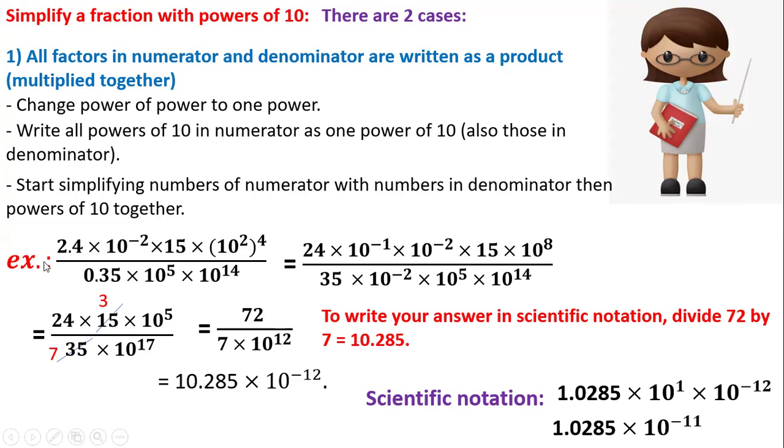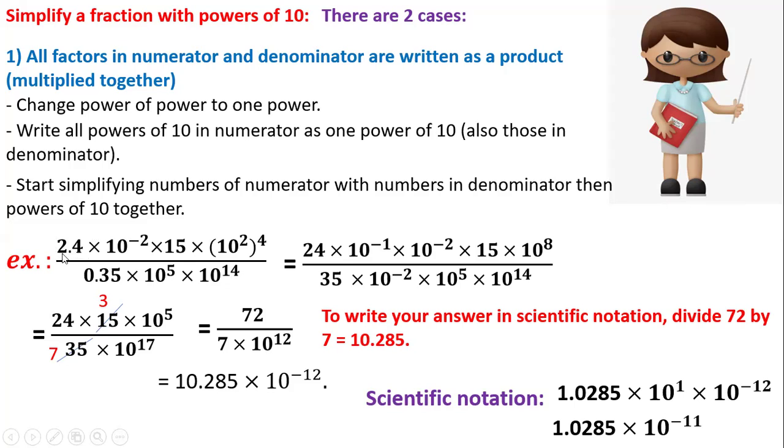As an example, we have 2.4 times 10 to the power negative 2 times 15 times 10 squared, all of it to the power 4, over 0.35 times 10 to the power 5 times 10 to the power 14. Here, all the factors are multiplied, and in the denominator, all the factors are multiplied, so I will apply case number 1. If you look at the numbers, I have 2.4, which is a decimal number. As I said last week, whenever you have a decimal number, you change it to a whole number.